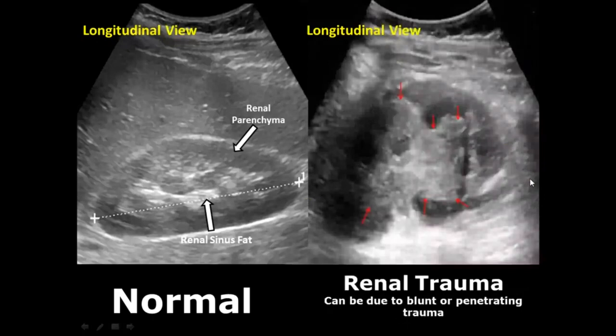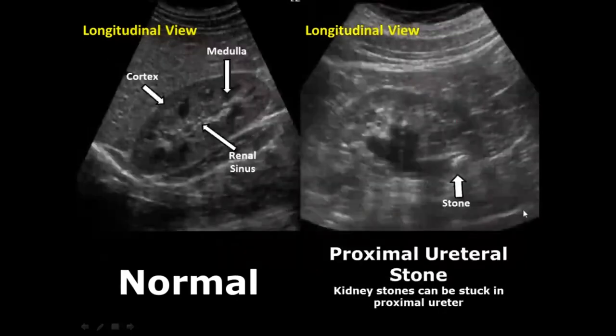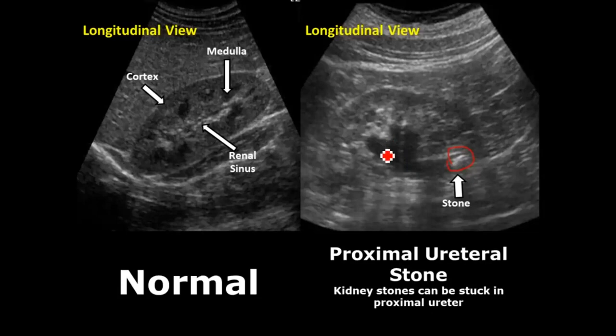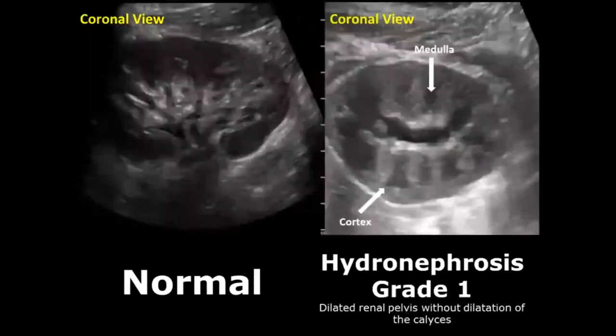In renal trauma, the hyperechoic and heterogeneous areas are due to the hemorrhage and hematoma. In this image, we see the proximal ureter that is somewhat dilated because of the presence of a stone, and it is causing the dilation of the renal pelvis as well. In grade 1 hydronephrosis, the renal pelvis is dilated, but the renal calyces are not dilated.